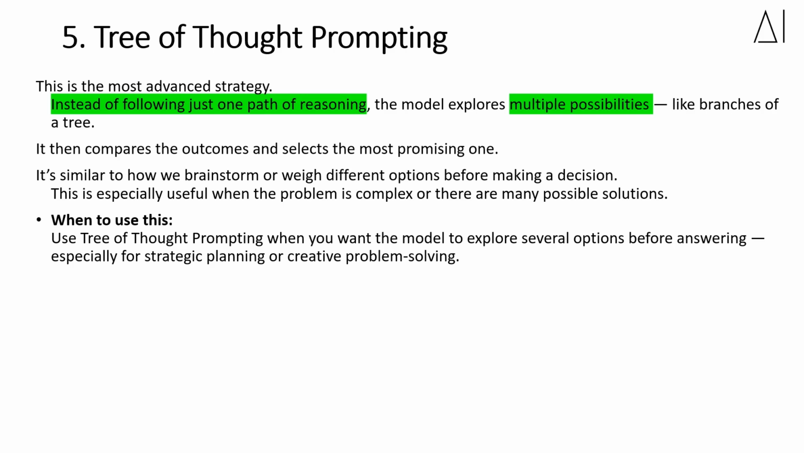When to use this? Use tree of thought prompting when you want the model to explore several options before answering, especially for strategy planning, creative problem solving.